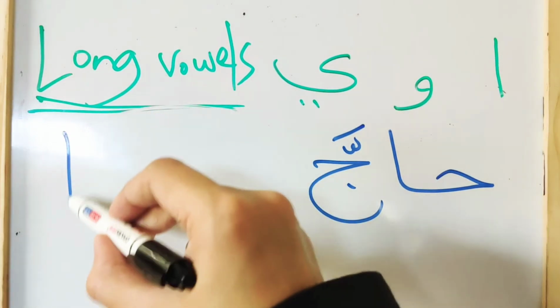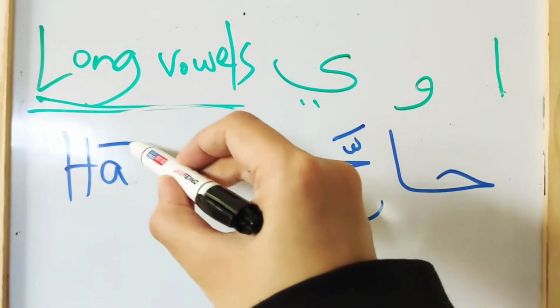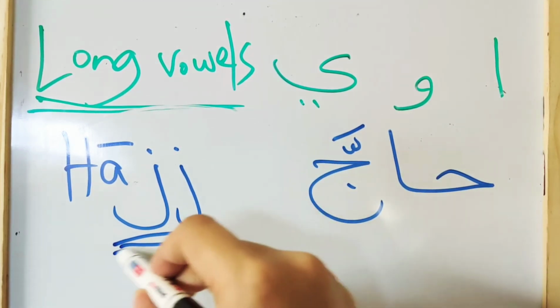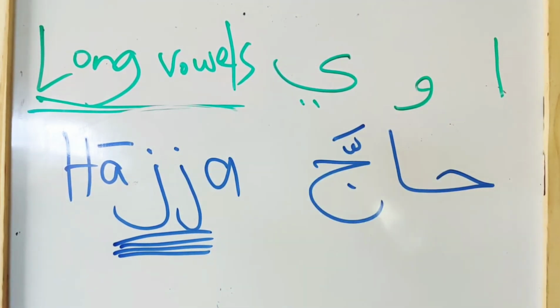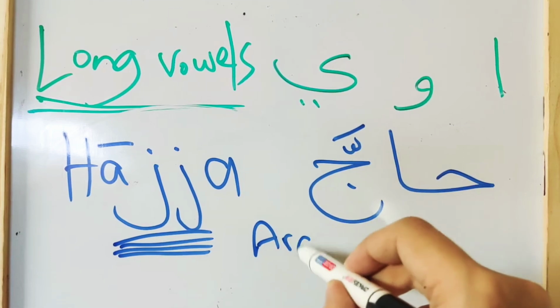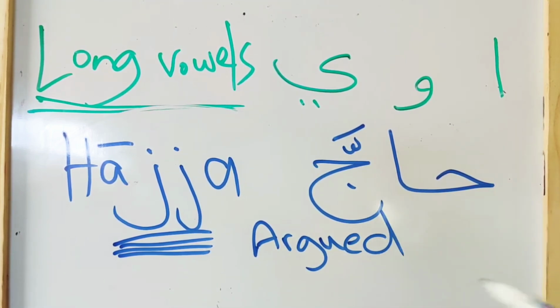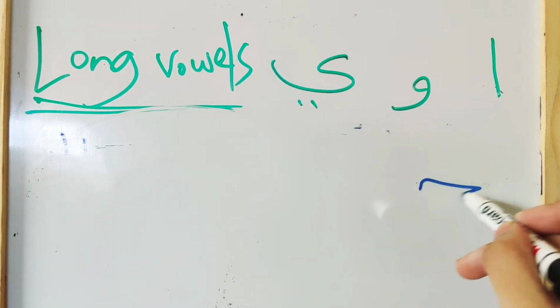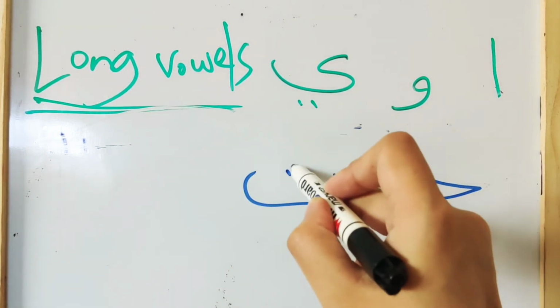Another example, hajja. Hajja, argued. It means argued. And you can see the ha has mad bil alif, so we stretch it. We read it longer. We don't say ha, we say hajja. And there's two J's or two Jim because of the shadda.